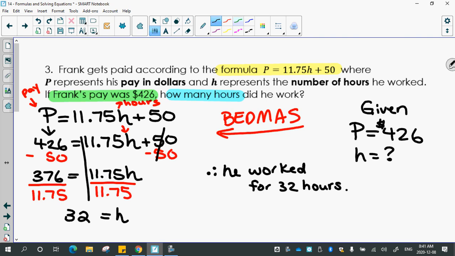Okay, so we have this common idea of write the formula down, write out what you're given, substitute it in. You might have to do a little bit of multiplying or something first, and then you use reverse BEDMAS and solve. Okay?